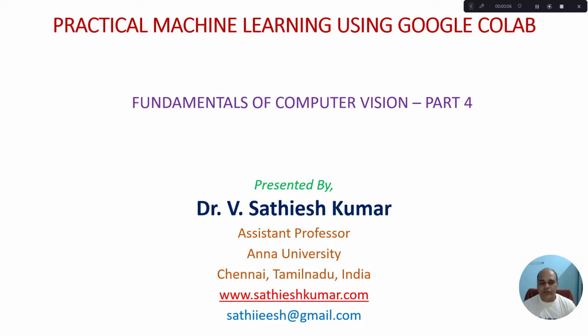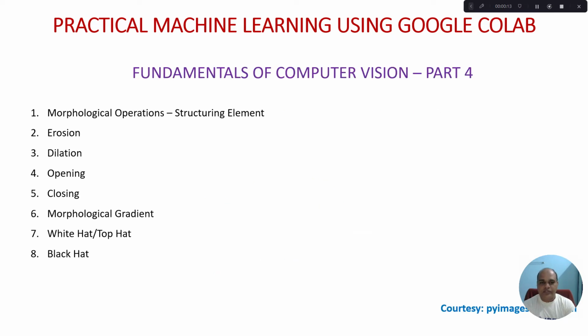So in this video tutorial, we will be discussing the fundamentals of computer vision, part 4. The topics which we cover in this tutorial are morphological operations using structuring elements, how to create a structuring element, and how to use this structuring element for different morphological operations.